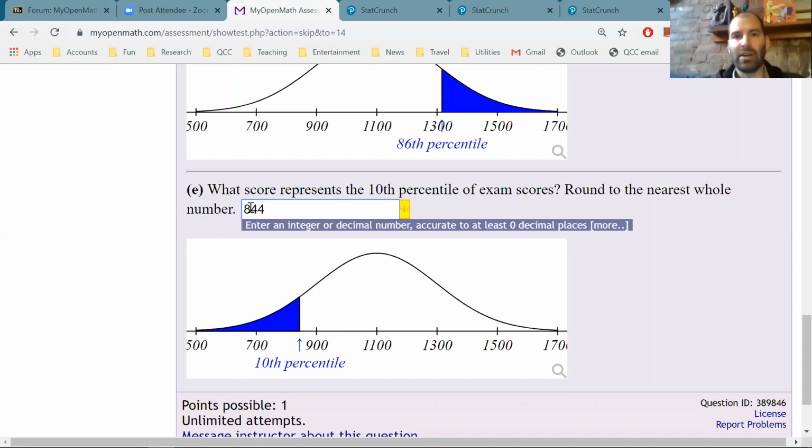So that's how you use StatCrunch to compute probabilities of percentile.